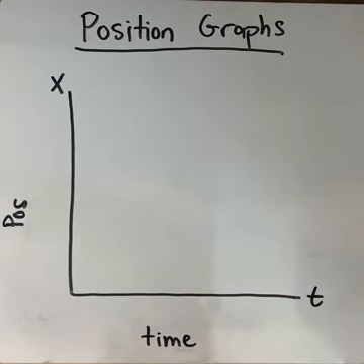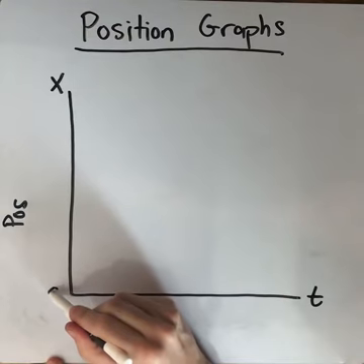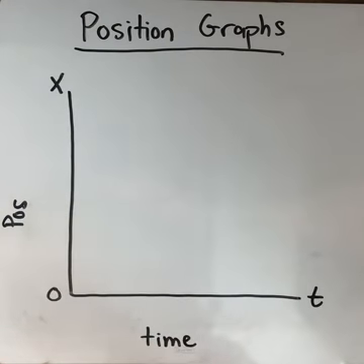Each point on a position graph shows you where the object was located at a specific time. And it's all compared to what we call the reference point or the 0 point. Now, there are some patterns that you need to be aware of when you're drawing and interpreting position graphs, because these patterns make it a lot easier to answer questions.